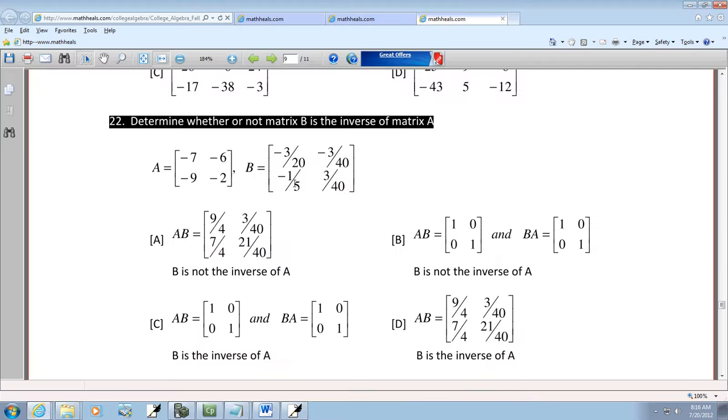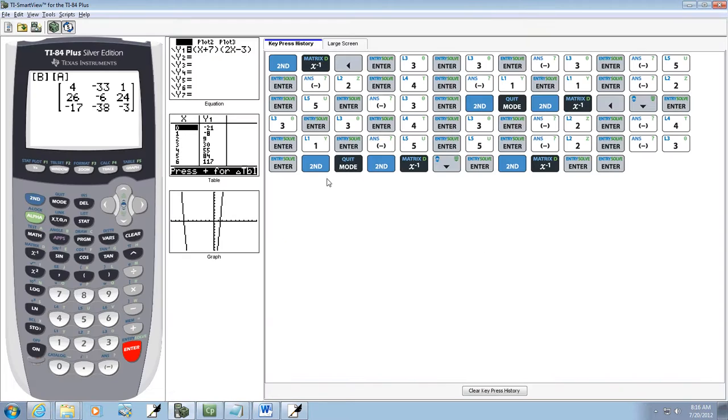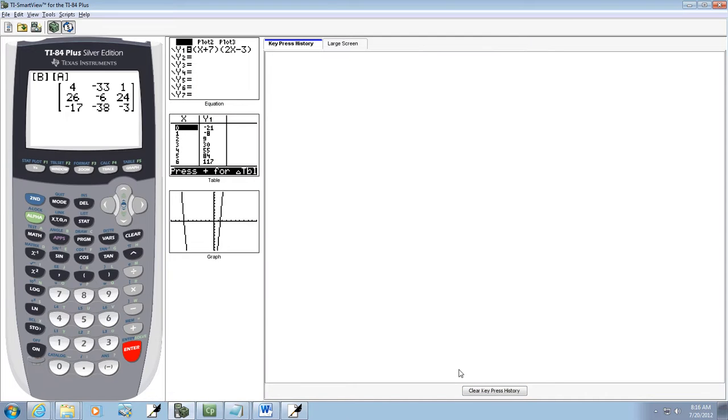Now you have to multiply both directions, A times B and B times A. So let's go enter these into the calculator. We'll do it by calculator first, then we'll do it by hand. So I'm going to go input these into my matrix.